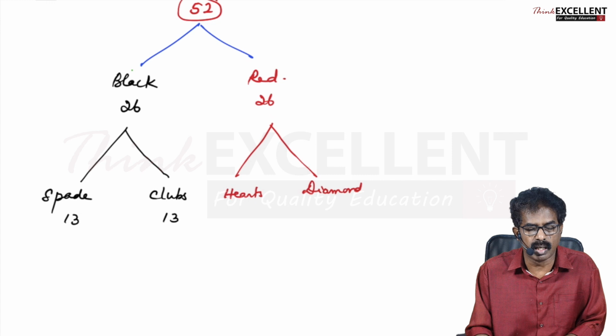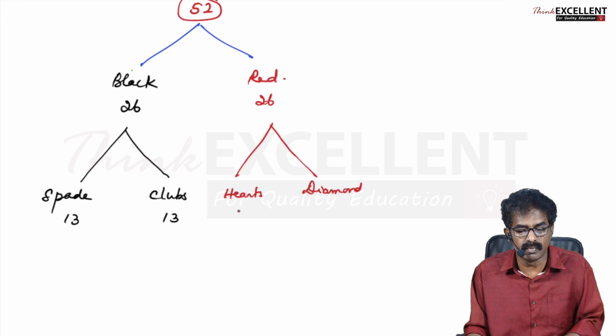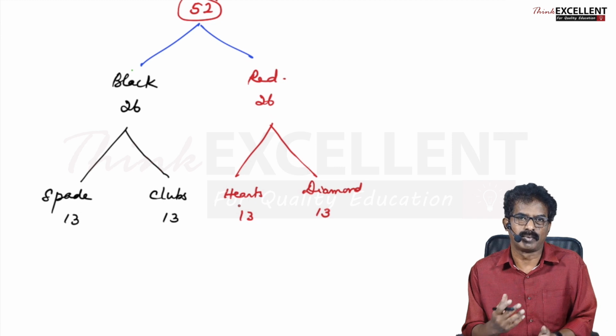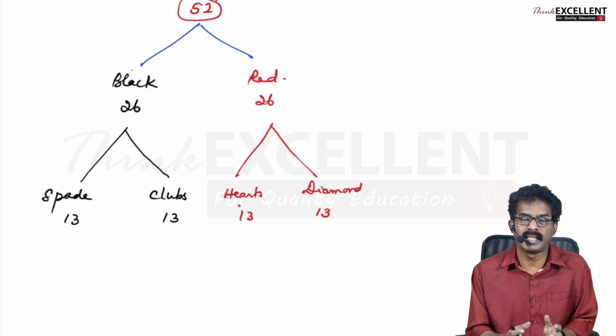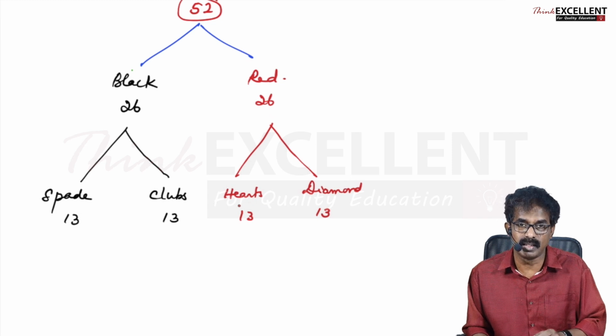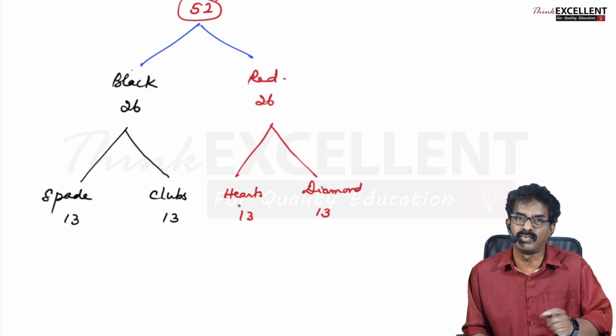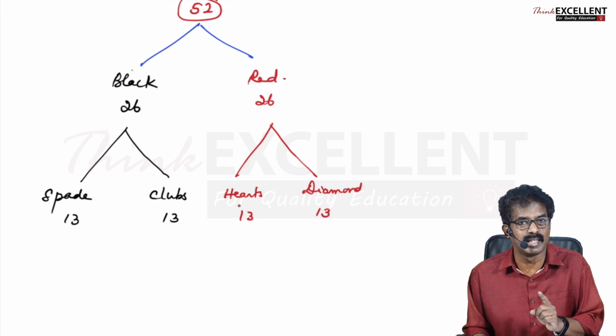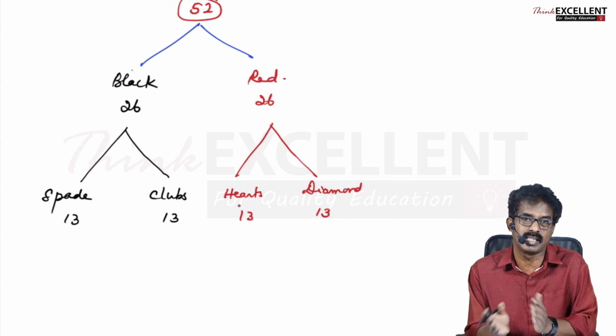So each of the same number, the 26 only dividing, so 13, 13. Now another type of question. What is the probability of getting a spade card? Total cards 52, spade cards 13, so your answer is 13 by 52, right? What's the probability of getting a red card? Red card I am asking. Red card means totally 26, so 26 by 52.